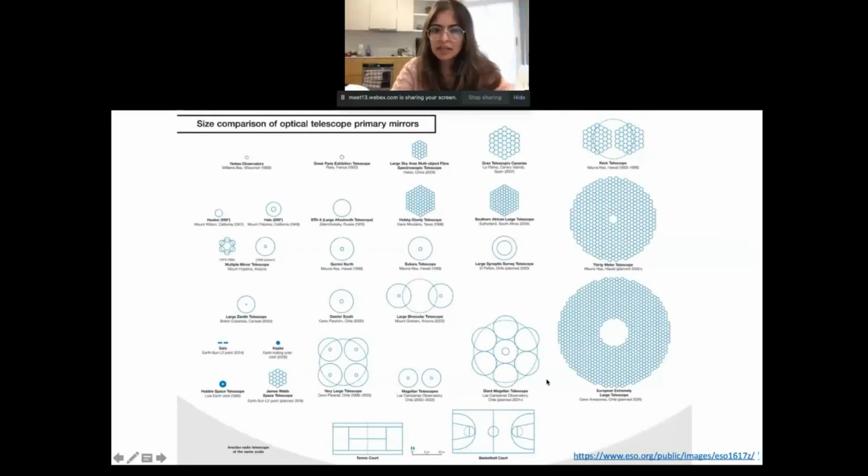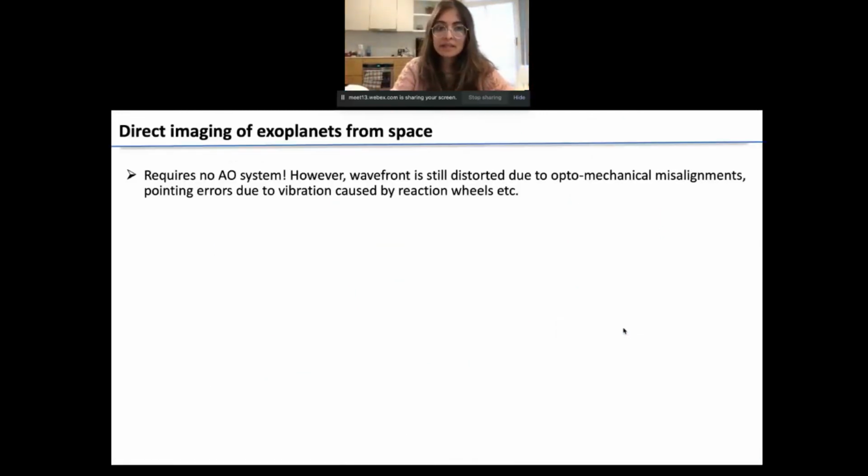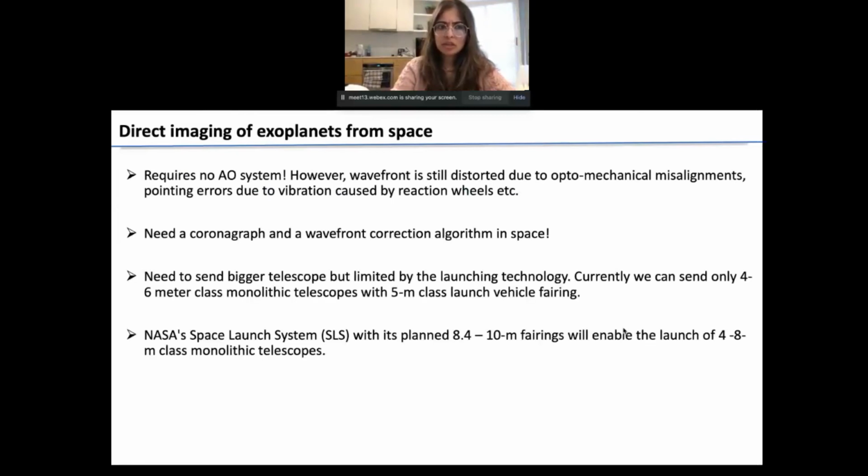Let me just show this slide because I thought it was cool. Why was it cool? Because, where's the Subaru telescope? Okay, here. You have the Subaru telescope, 8 meters, and the Keck telescope, 10 meters, and look how big TMT and ELT are going to look. This is the primary mirror of your telescope. It's pretty exciting, actually.